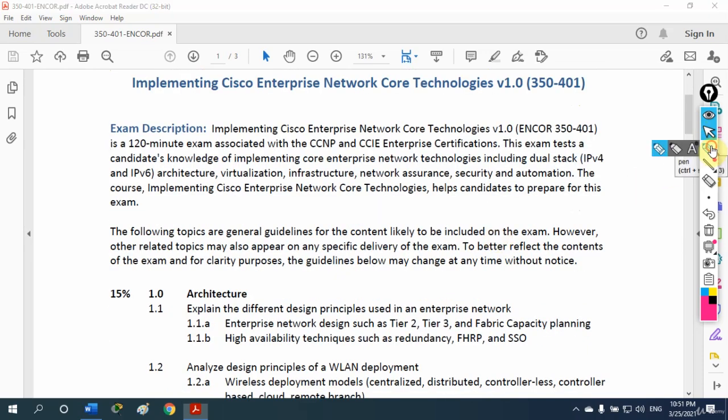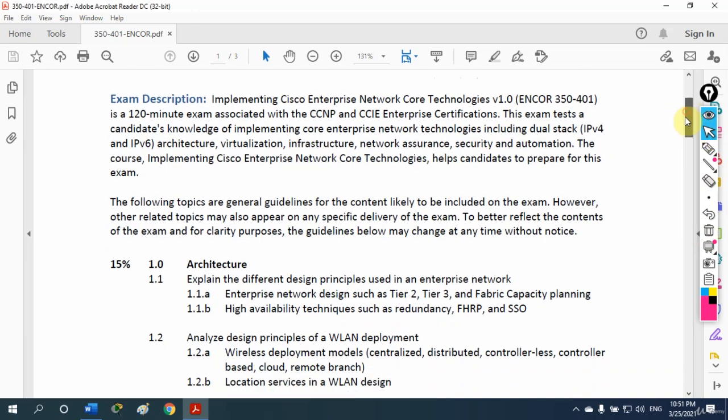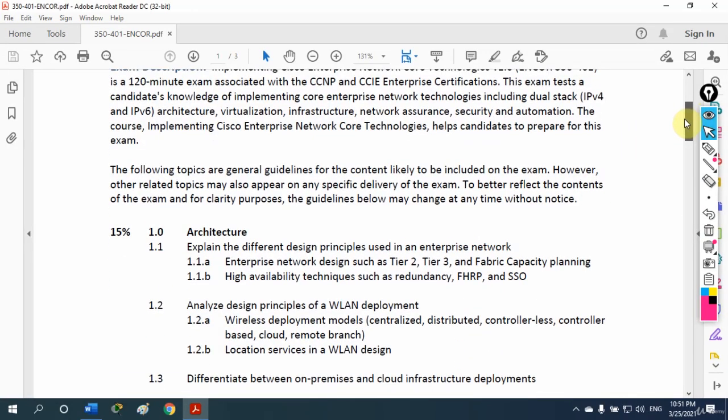If you see, this is Cisco CCNP, Cisco Certified Network Professional. This is the ENCOR paper, Enterprise Network Core Technology, and the exam code is 350-401. This is a 120-minute exam, and there will be multiple choice questions and drag and drop questions. Till now they have not put in a lab. Maybe in the coming months they will add a lab, but now there is no lab. You will only have multiple choice and some drag and drop questions.